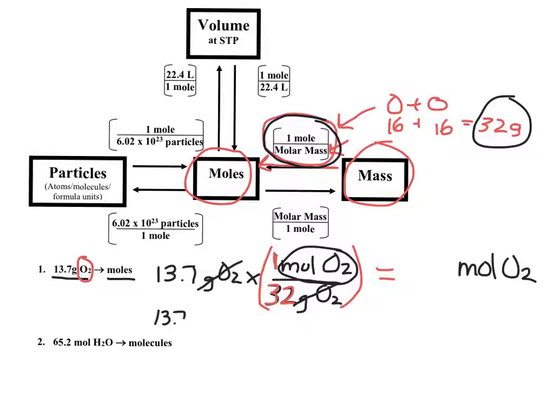Remember, you take your number, you multiply the number on top, and divide by the number on the bottom, which really is just 13.7 divided by 32. And the answer you end up getting is 0.428 moles. All right, simple as that.